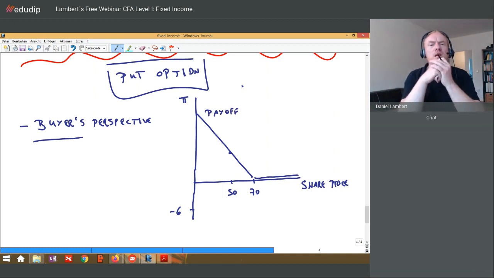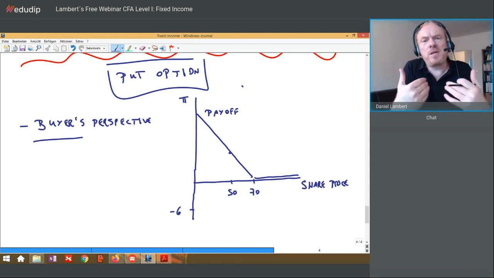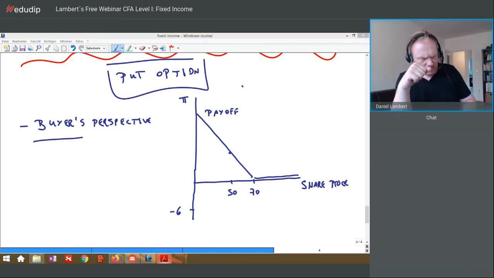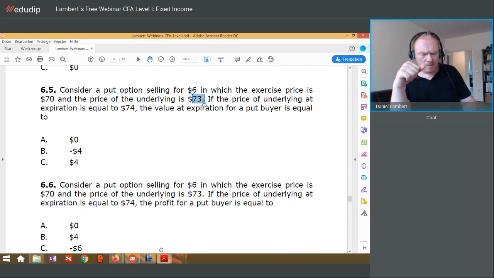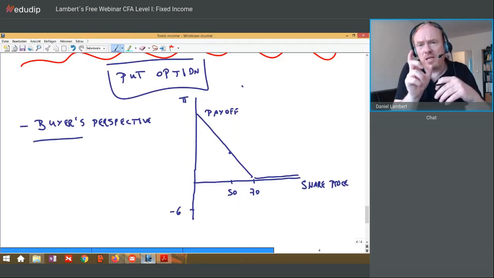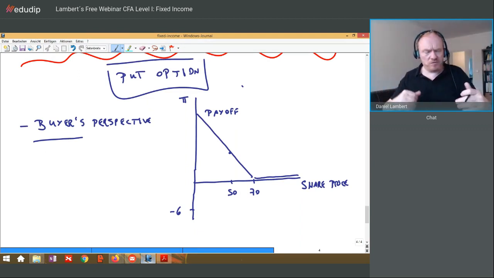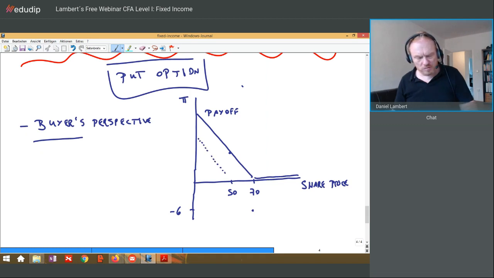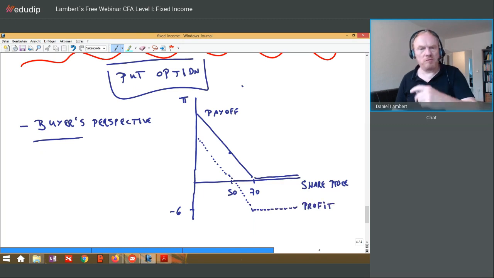And the profit includes the fact that he didn't get this right for free. He had to pay. How much did he have to pay for it? He had to pay $6 to get the right. So actually, we have to shift the entire curve down by $6. And this means that at 70, this is the profit curve. Profit of the buyer of a put option.